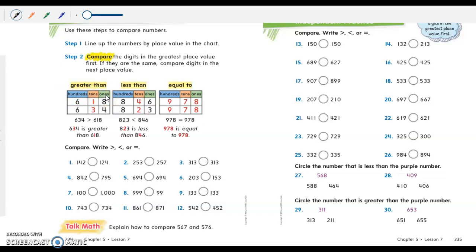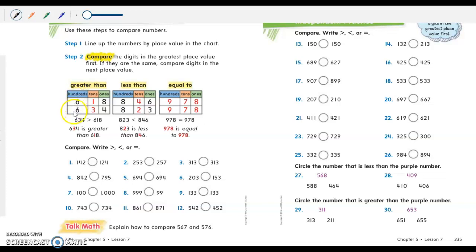Okay, so what we did was we put the first number in, which was 6 hundreds, 1 ten, and 8 ones. Then we have 6 hundreds, 3 tens, and 4 ones. So what we do to determine which number is bigger or larger, we look at the highest place value, which is 6. As you can see, both numbers are the same.